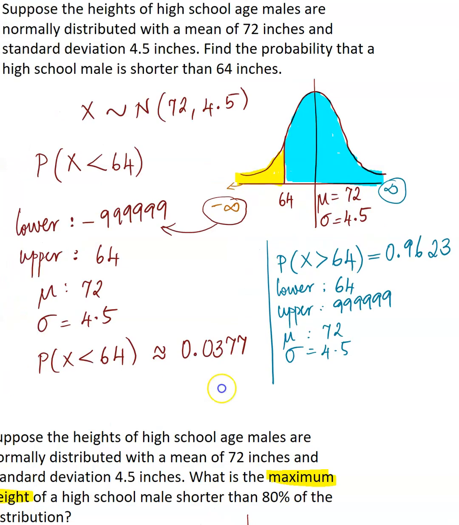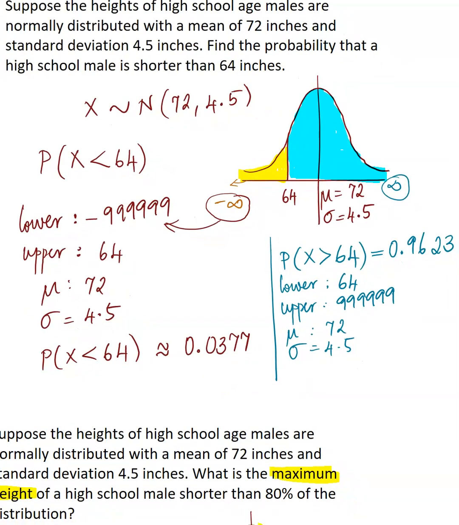So this is how you will work with your calculator when you are trying to enter the lower value and the upper value, and when you don't have specific values because they are tending towards negative infinity or positive infinity. This is the workaround for it.